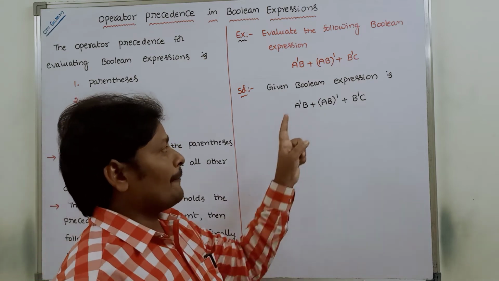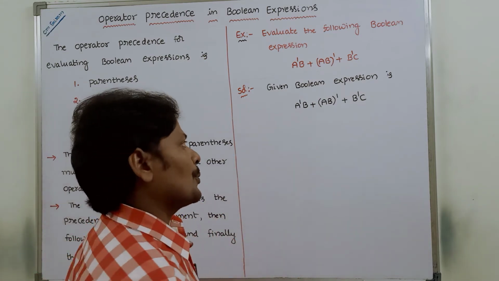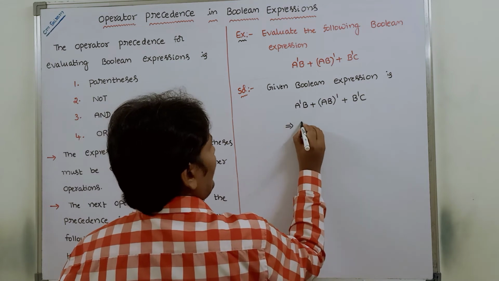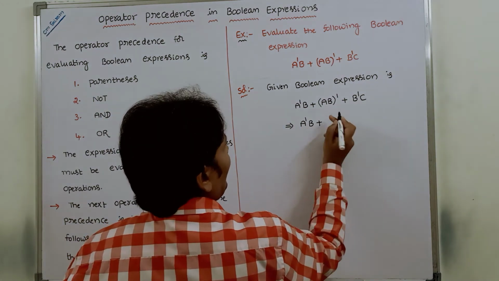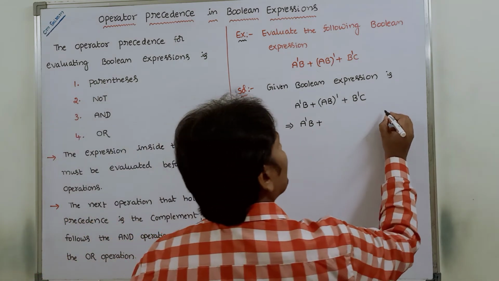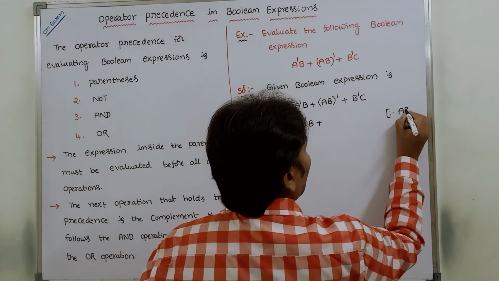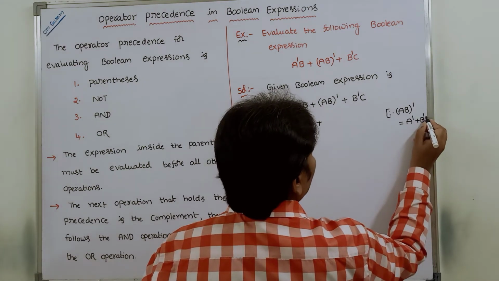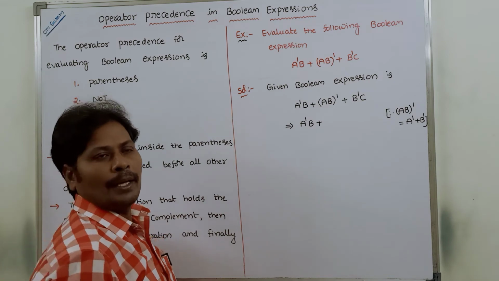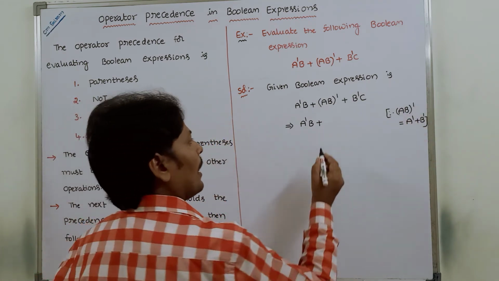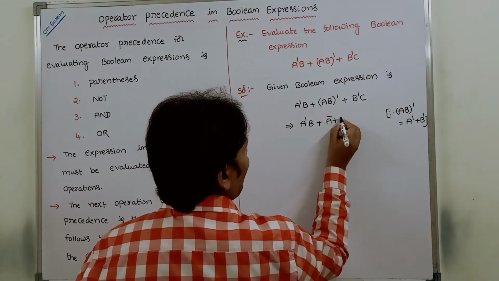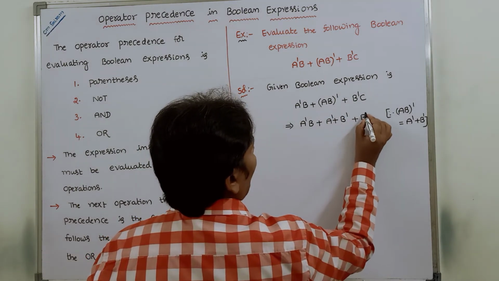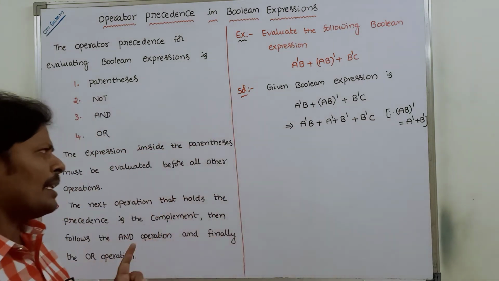Now the first priority is given to parenthesis, so we have to evaluate this expression first: A bar B plus (AB)whole bar. We already know that (AB)whole bar is equal to A bar plus B bar. This is according to De Morgan's theorem. So I am writing here A bar plus B bar, plus B bar C.